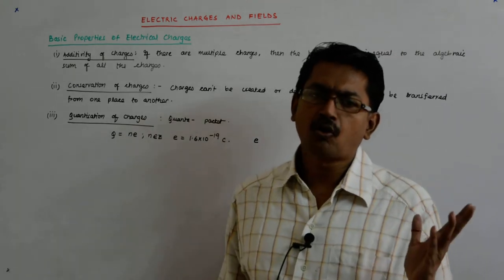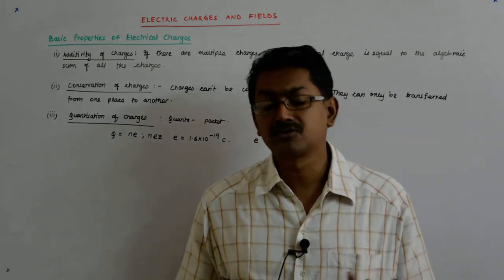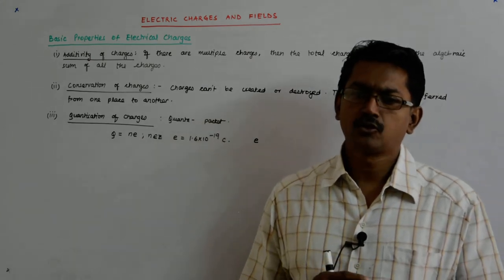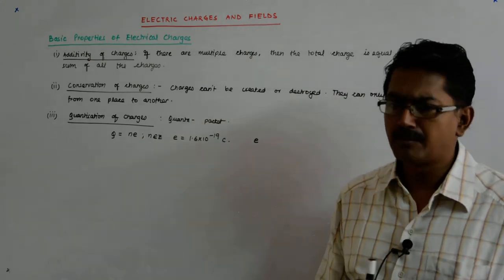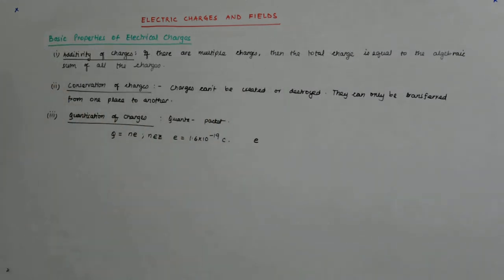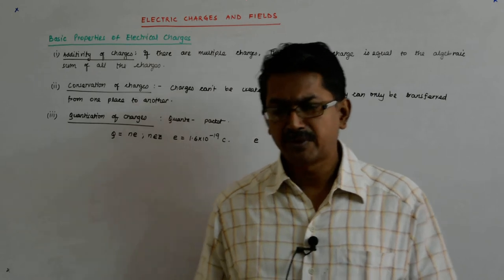Though there are quarks which have 1 by 3 and 2 by 3, up and down quarks, you forget it for the moment. So any charge that you'll generally come across will have Q equal to Ne. And if you're getting something different, then maybe you're wrong.